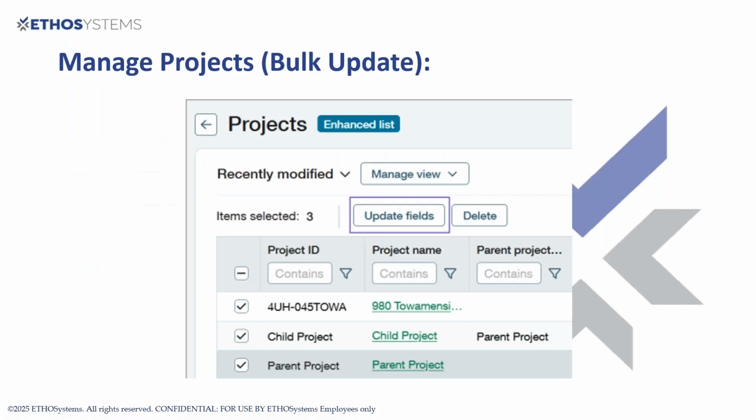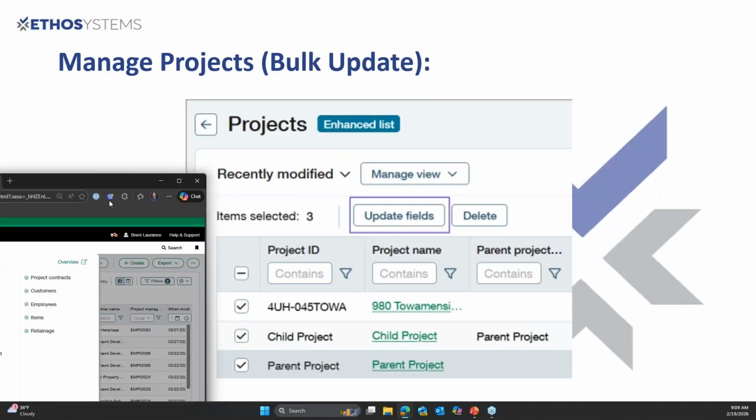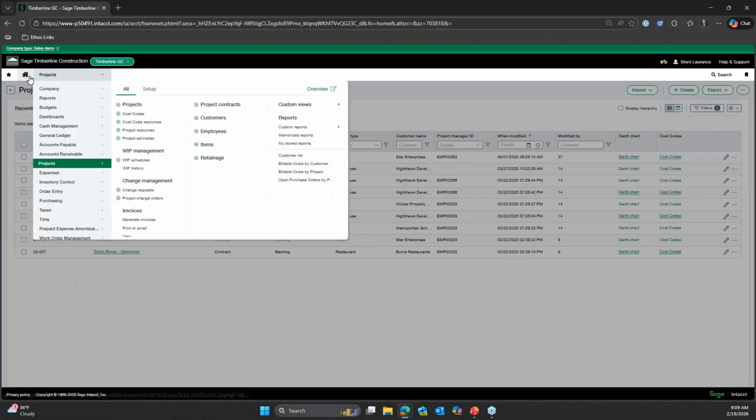Bulk project update. This is kind of exciting for those that don't like clicking through individual projects. We've got the ability to apply a filter to a project and then update fields on that project. Let me just show you really quick what that looks like. Let's drag this over here. So I'm going to go into projects, into this project screen.